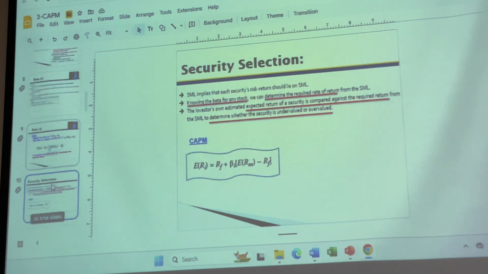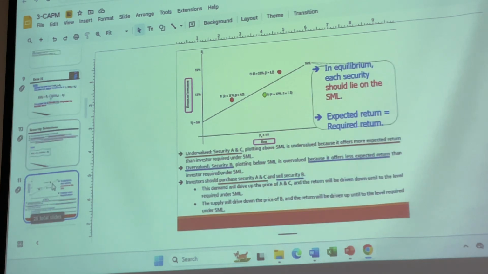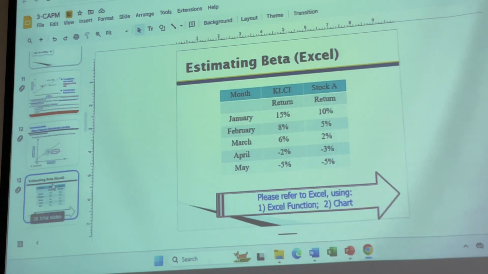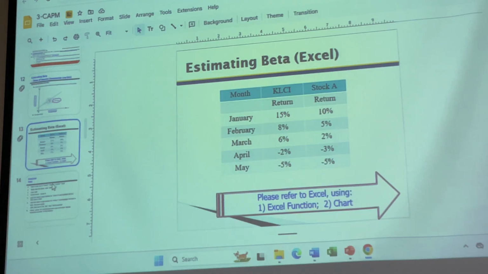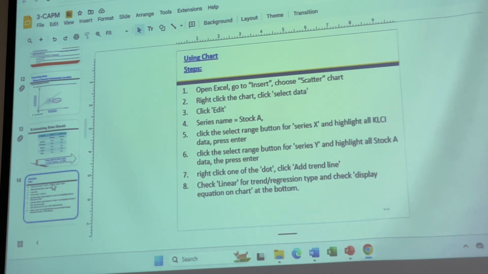This one I think you all know already. Everything you don't know is more concerning. This one important. Okay, SML, this one important. The concept has to be there. This one no need. Okay, this one Excel impossible. I ask you to do Excel.